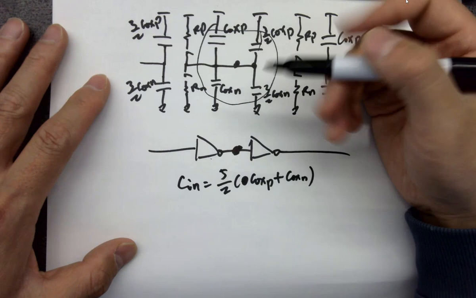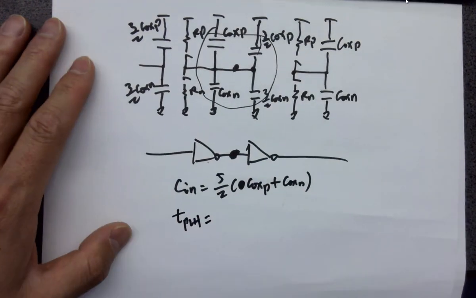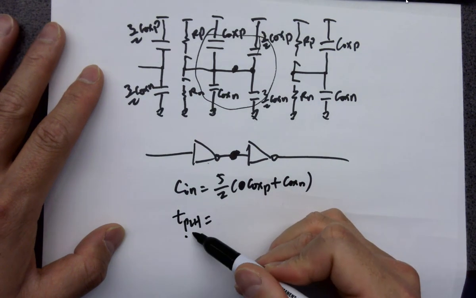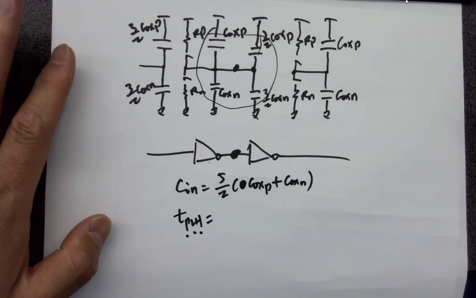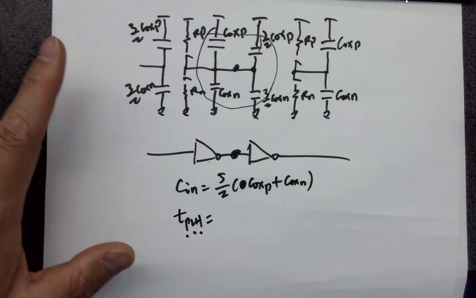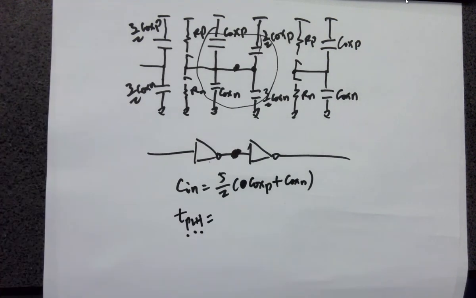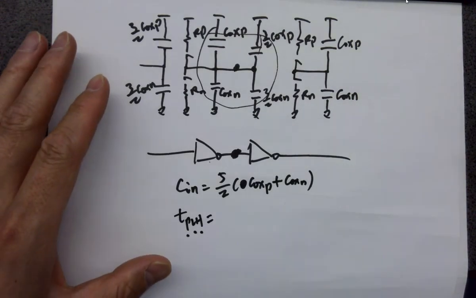And if it's asking to calculate TPLH, what is TPLH? Propagation delay from low to high, right? So low to high, which resistor is getting involved? Low to high means something getting put up, right? Going up. So which resistor is getting involved?